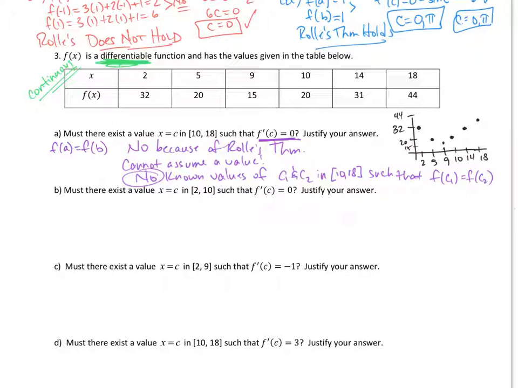Must there exist a value x equals c in 2 to 10 such that f prime of c equals 0? Again, we're looking at Rolle's here. So let's think about this. This one says from 2 to 10. So I'm looking from 2 to 10 right in here.